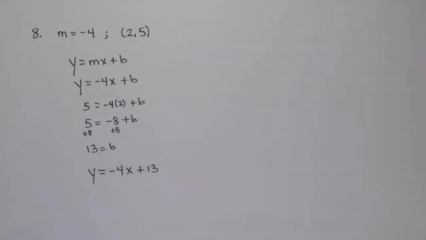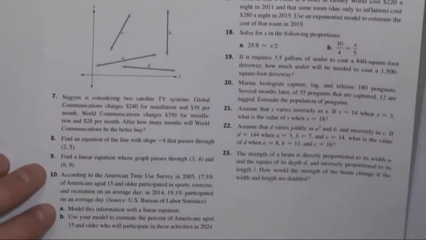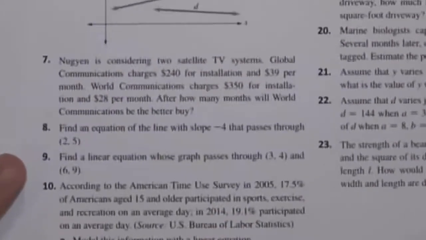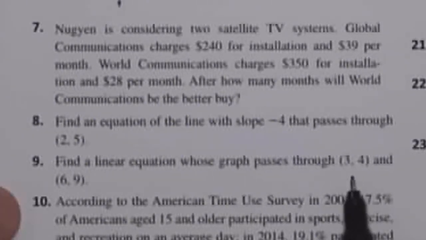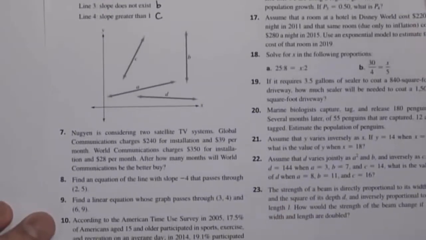Now let's look at number 9. Number 9, we want to find a linear equation whose graph passes through the points 3, 4, and 6, 9. So again, we'll do that on a separate sheet.